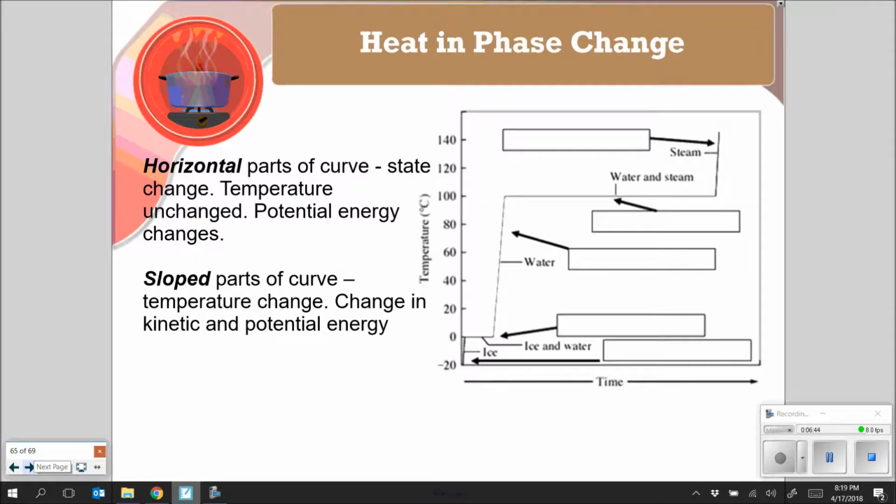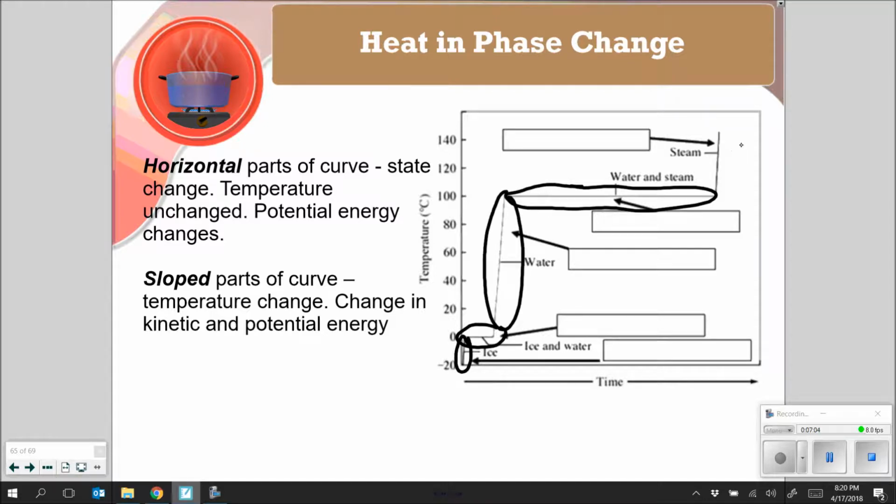So when you're looking at the phase change diagram overall, the horizontal parts of the curve, so right here and right here, are going to be your state change or your phase change. The temperature is unchanged, but your potential energy is going to change. The sloped parts of the curves, so here and here and here, are when your temperature is actually changing. That's at ice, water, and steam. And your temperature will change, and you'll have a change in kinetic and potential energy.